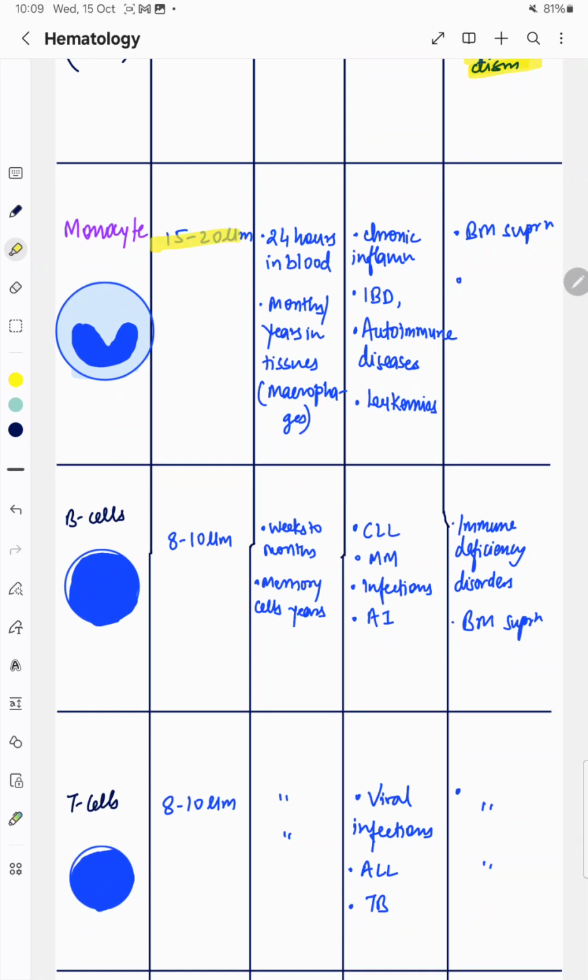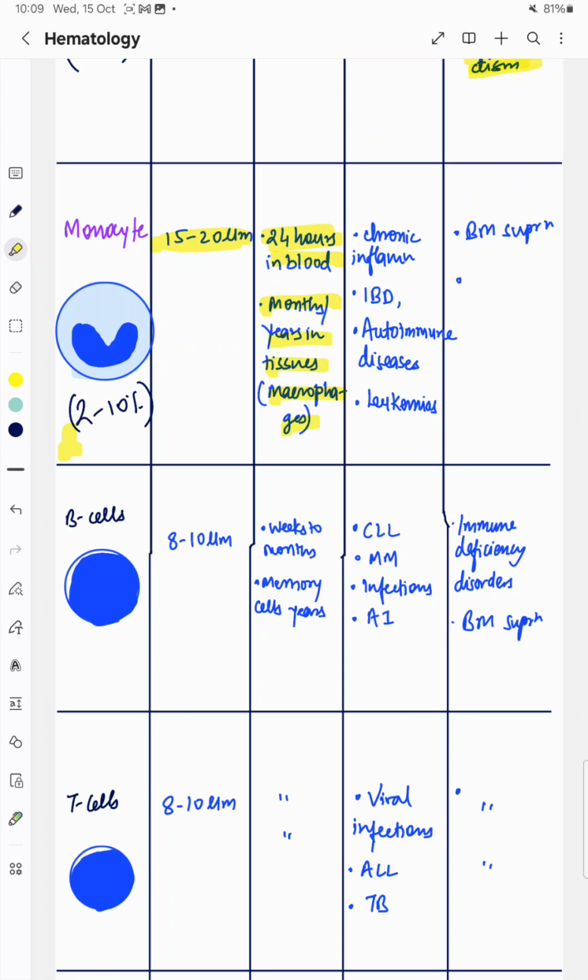Monocyte is the largest blood cell. Size is 15 to 20 micron. It contains a kidney shaped nucleus with ground glass bluish cytoplasm, and constitutes 2 to 10% of the total leukocyte count. The monocyte is also known as macrophage in the tissue. Normal lifespan is 24 hours in blood and months to years in tissue, where it is known as tissue macrophage.